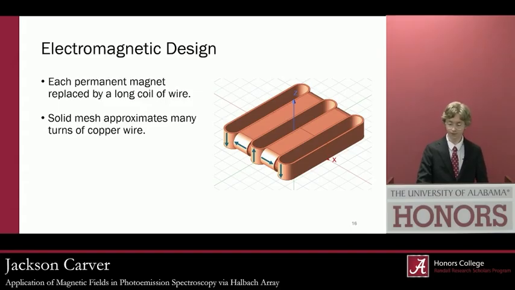The appliance we hope to make for use inside an ARPES machine will generate its magnetic fields by electromagnets. So we next simulated an electromagnetic Halbach array in ANSYS Maxwell. Each permanent magnet has been replaced with a long coil of wire. Each of these solid pieces represents many turns of copper wire. In Maxwell, we give each coil an electrical current that generates a magnetic field around it similar to that of a permanent magnet. Making each coil long allows the field in the center of the array to be less affected by behavior at the ends of the coil.